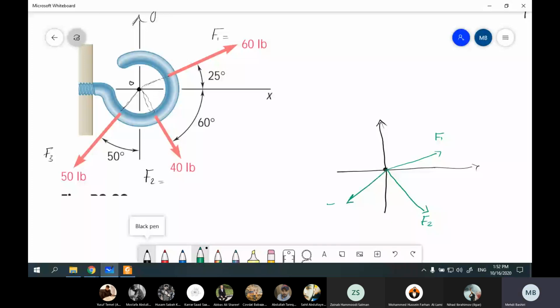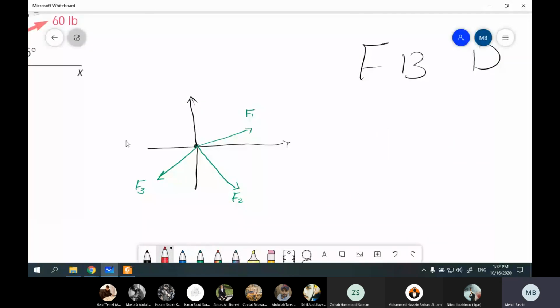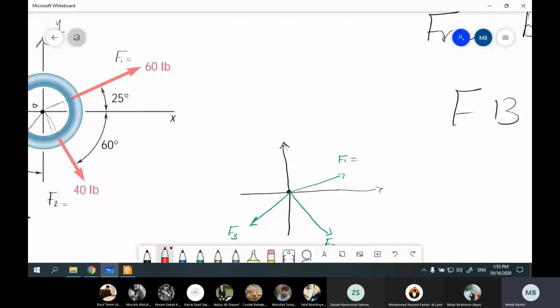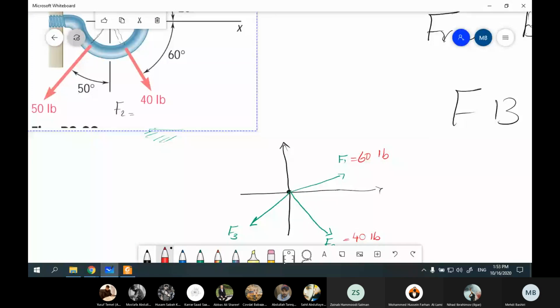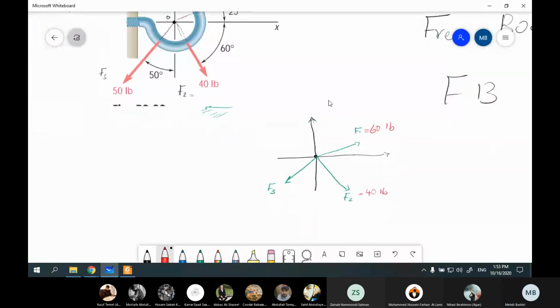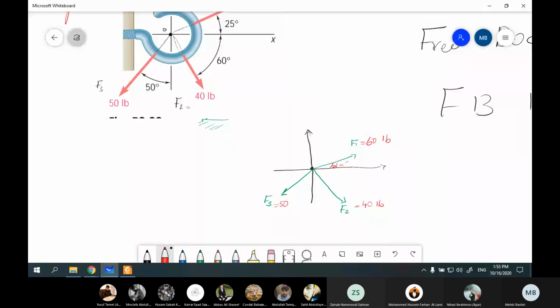First, let me write their magnitude and their direction. This one is 60 pound. The other one is 40 pound. The third one is 50 pound. The angle of this one, alpha, is 25. This one, 60. And the other one is 50.